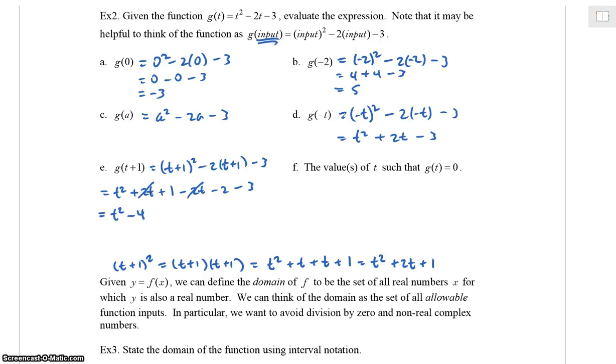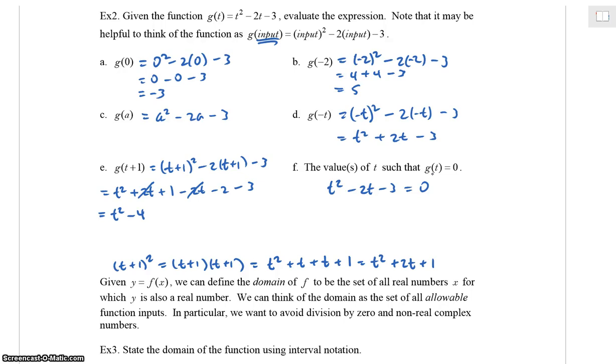And then part F, the value or values of t such that g of t equals 0. So here we're solving for t, and we're told g of t equals 0. Now g of t is t squared minus 2t minus 3. So that's the same thing as saying that t squared minus 2t minus 3 equals 0. So the question would be, can we solve this equation?